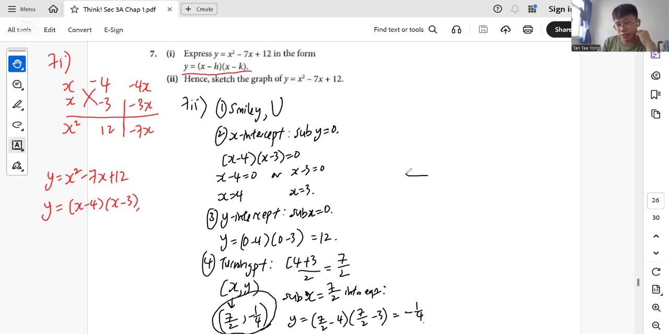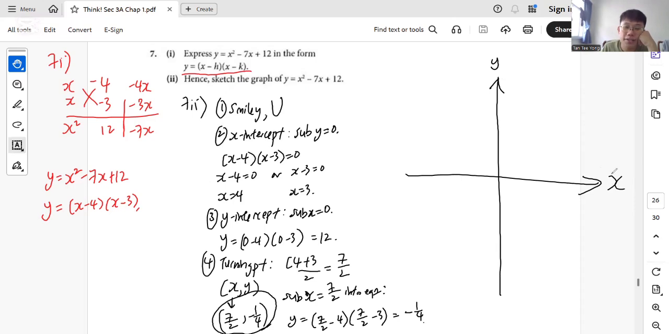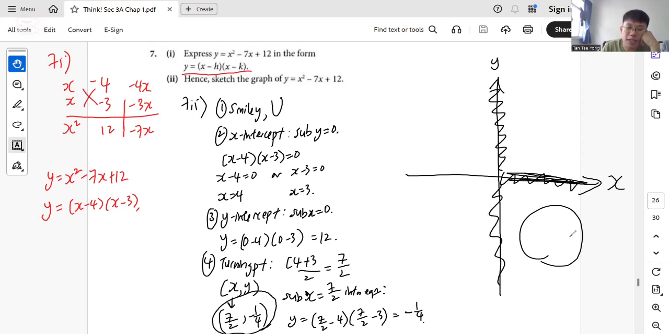All right, so now I can draw already. X-axis, y-axis. You see, smiley face. X-intercepts positive, so somewhere along here. Y-intercept positive, so somewhere along here. And my turning point is underneath here. If you see it like this, you can roughly see how the graph looks. How come my turning point is below? Because my x part is positive, which is here, and my y part is negative, which is here. So it must be here.